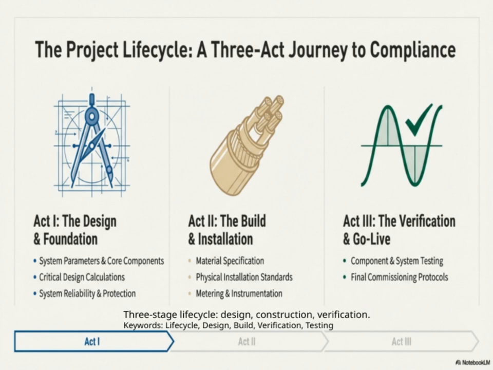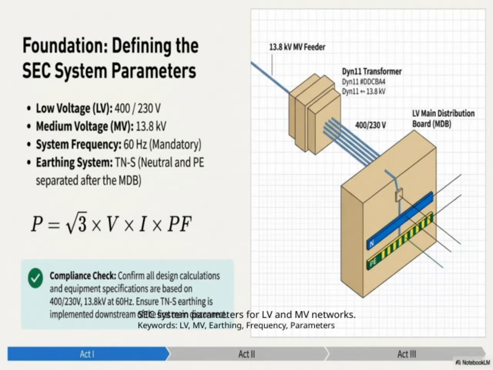Let's take a closer look at the SEC system parameters for LV and MV networks. When we talk about LV or low voltage networks, we're dealing with the distribution systems that supply power directly to homes and small businesses. The parameters here are quite specific, especially regarding earthing, which is crucial for safety and system stability. Proper earthing helps prevent electric shocks and protects equipment from faults.